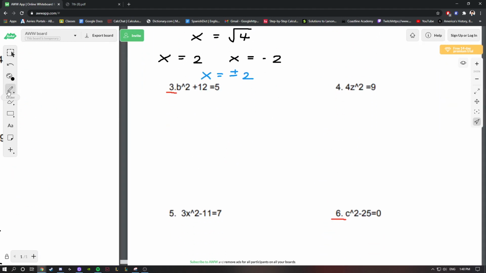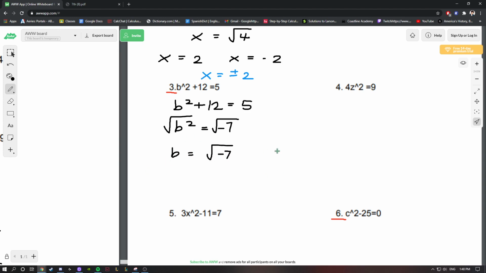Moving on, we have b squared plus 12 equals 5. We want to get b on its own, so we do b squared equals, when we subtract 12 from both sides, we'll get negative 7. And when we square root both sides, we'll get b is equal to the square root of negative 7.